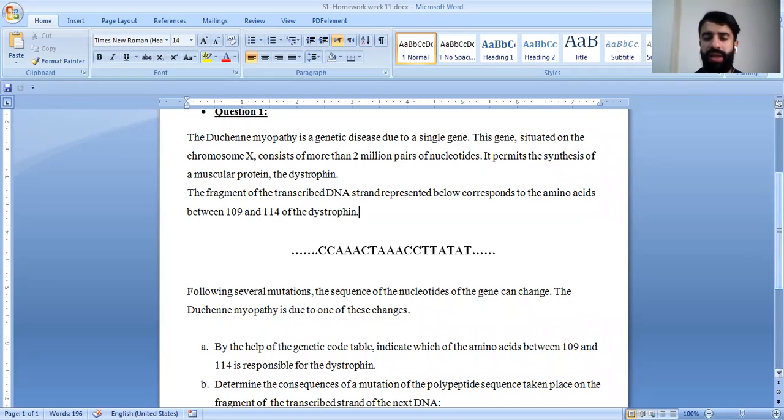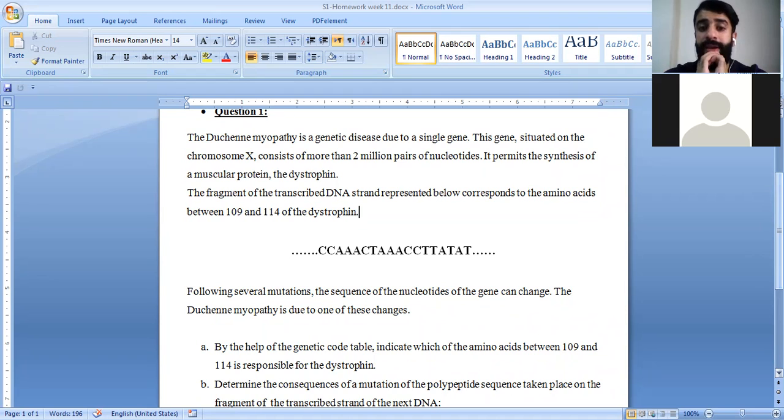So Hadil, please. First of all, they gave us the transcribed DNA strand. How can I find out the sequence of the mRNA? How can we find out the sequence of the mRNA? Complementary. Yes, so we can make it complementary, but instead of T, it should be replaced by U. Okay, so this is the correct answer.